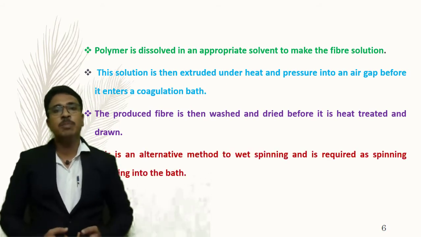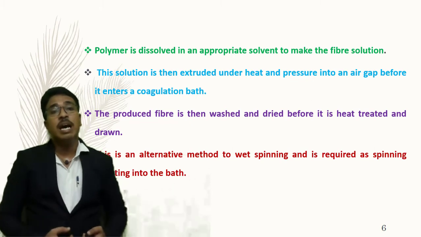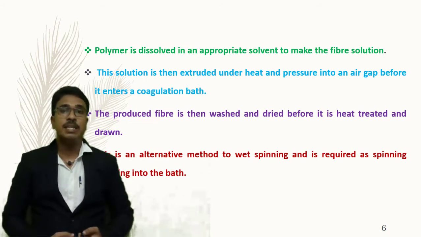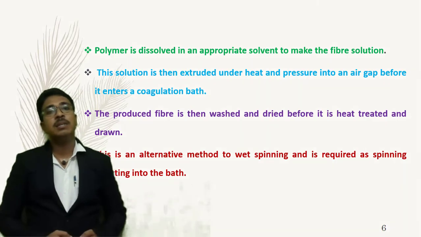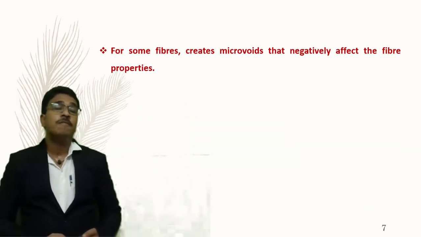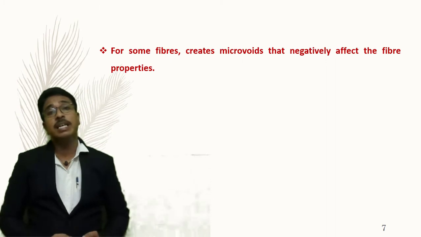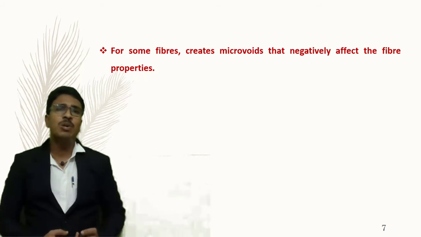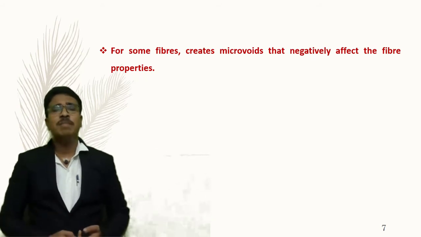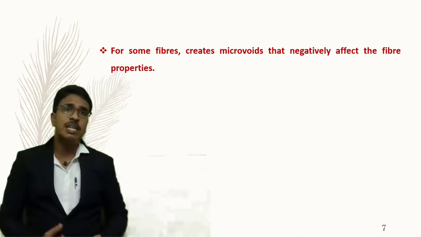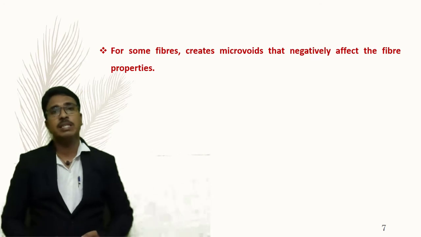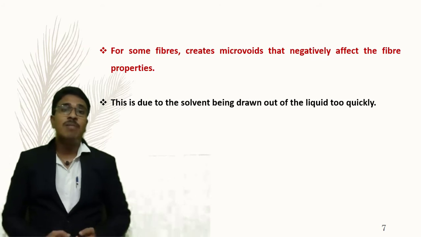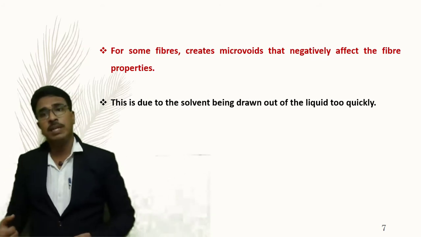Understand? This is an alternative method to the wet spinning process, where the fiber is spun directly in the bath. Now for some fibers it creates micro voids that negatively affect the fiber properties. What do you mean by micro voids? That means small gaps in the filament structure that will drastically affect the filament or fiber properties, like the tensile modulus and so on. And this is due to the solvent being drawn out of the liquid too quickly.